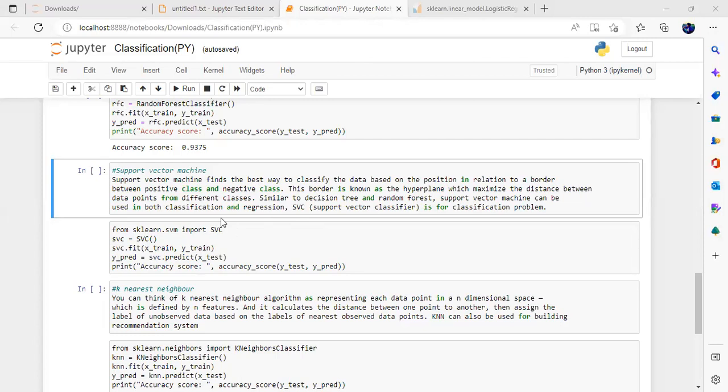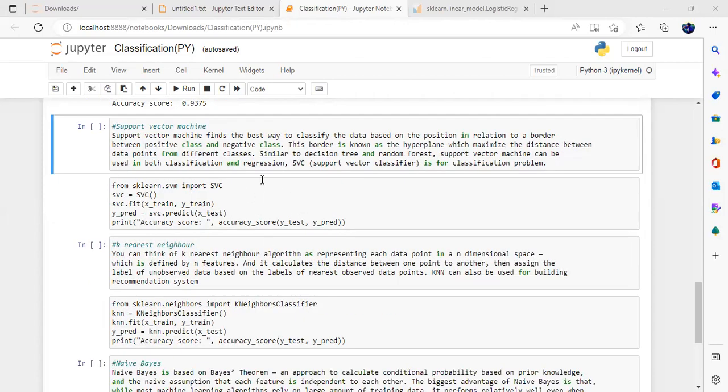So I will take a special lecture for this SVM because it is very deep and I want you to know it thoroughly. So I'll take a separate lecture for SVM. How that hyperplane works, what is this maximization, what is the distance, everything I'll explain there. Okay, so let's move towards the next algorithm.